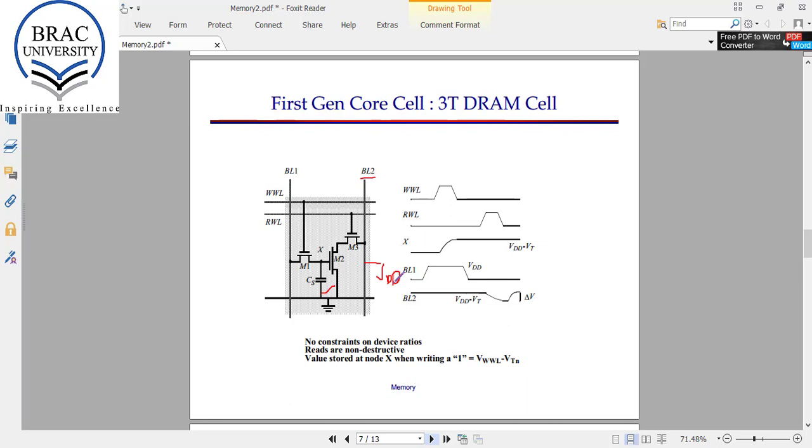You can consider a precharged capacitor with voltage VDD is connected to this bit line. Then this RWS line is turned on. Here we have 5 volt, and at the gate we also have 5 volt. Now let's consider we have stored the value 1 in this cell. That means the voltage at X will be almost 5 volt.